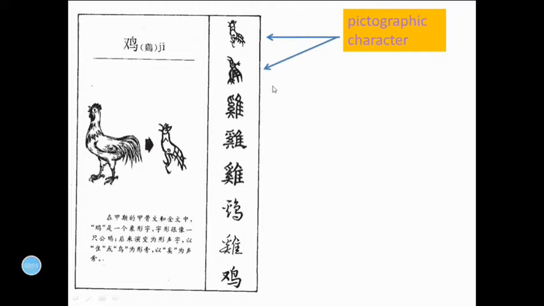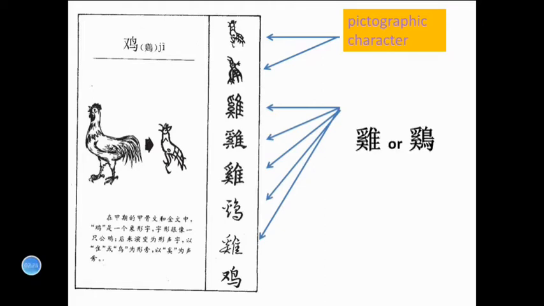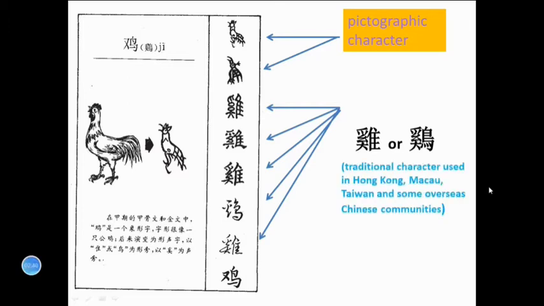However, there has been some dramatic change on the character later on. These 5 characters here show us a compound character made up of 2 components, the left part and the right part. What's more, there are actually 2 similar but different characters used at the same time. This and this. And they're both pronounced as 鸡. In fact, these 2 characters are still in use today, and they are called traditional Chinese characters, mainly used in Hong Kong, Macau, Taiwan, and some overseas Chinese communities.